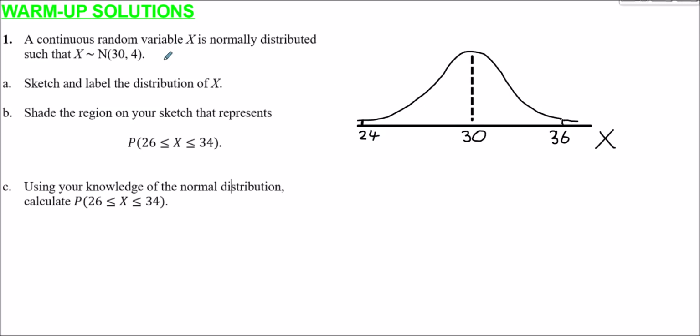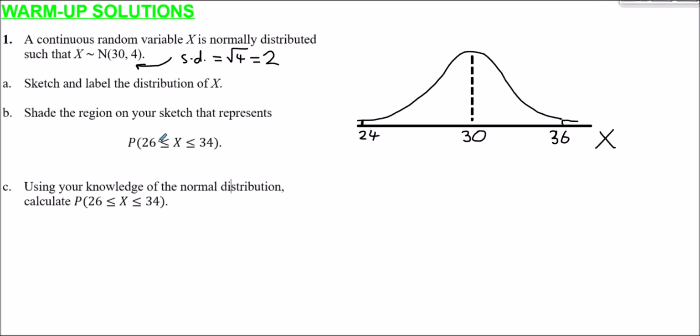So it's important to note here that the standard deviation is the square root of 4, which is 2. So don't fall for the trap that the standard deviation is 4. It's not in this case. It's always the square root of this value here, which comes second. The first value is a mean. This one's the variance. So to get the standard deviation, we square root this one.